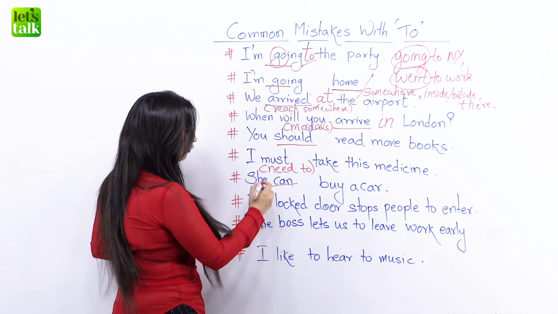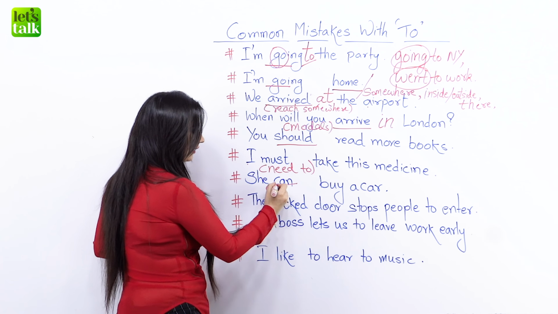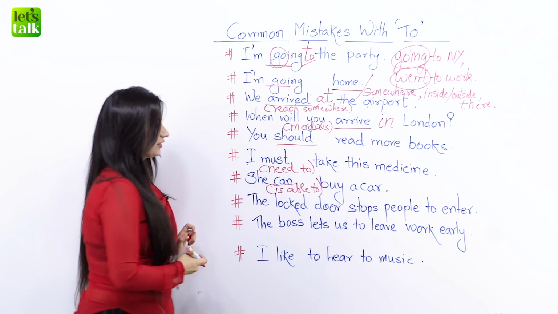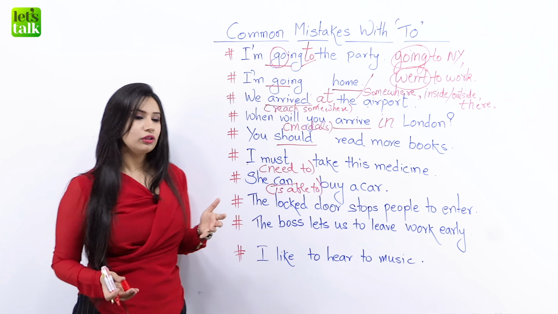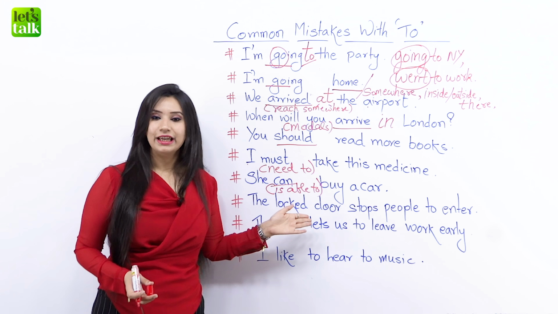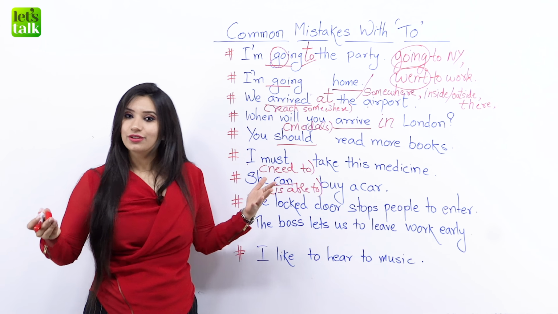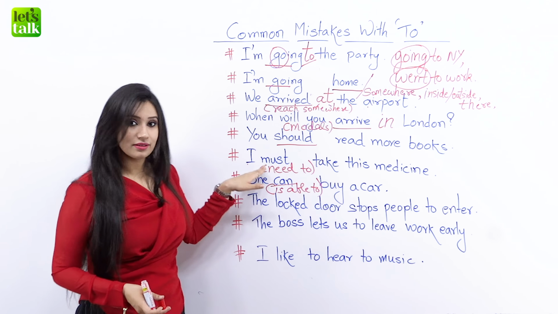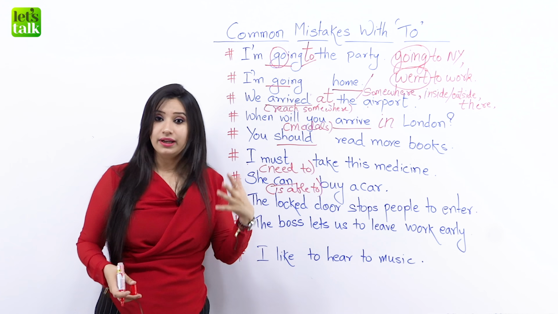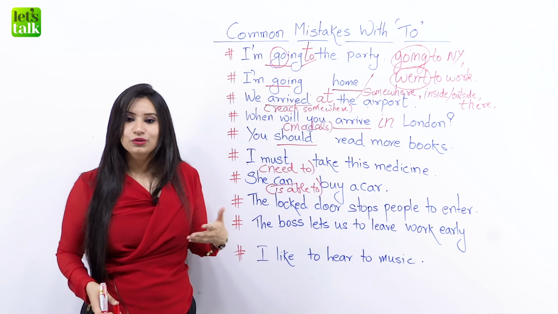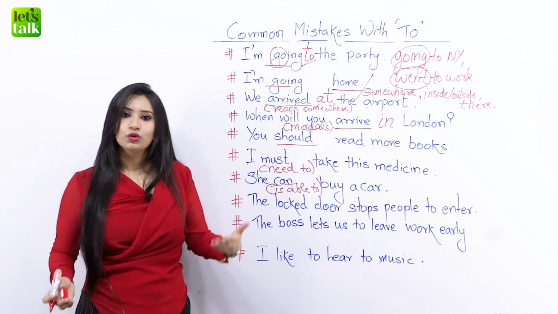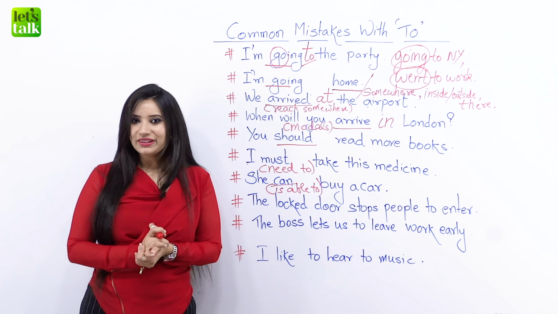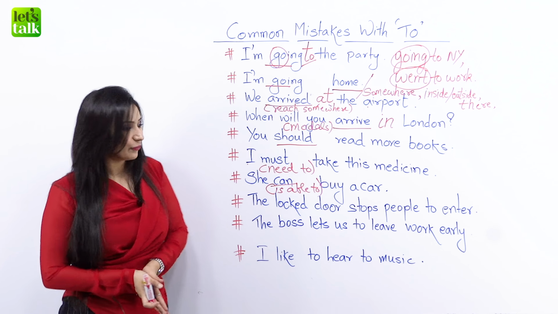How will we do that? You could say she is able to buy a car. Yes. So here we have changed the modal verb from can to is able, and that's why we can add to. But otherwise, when you write can or must or should or will, you should not use to because we don't use to with modal verbs. So I hope that rule was clear to you. Now with this, we look at the next rule about using to.